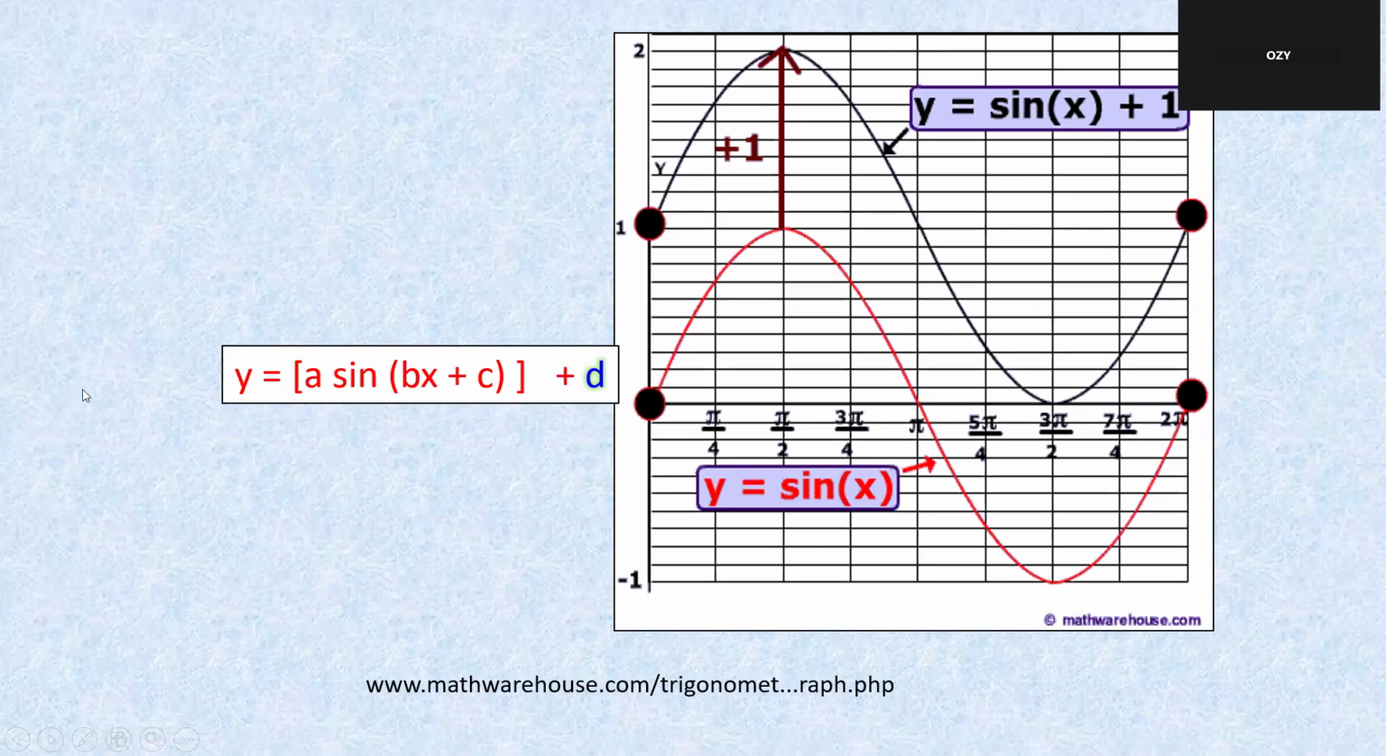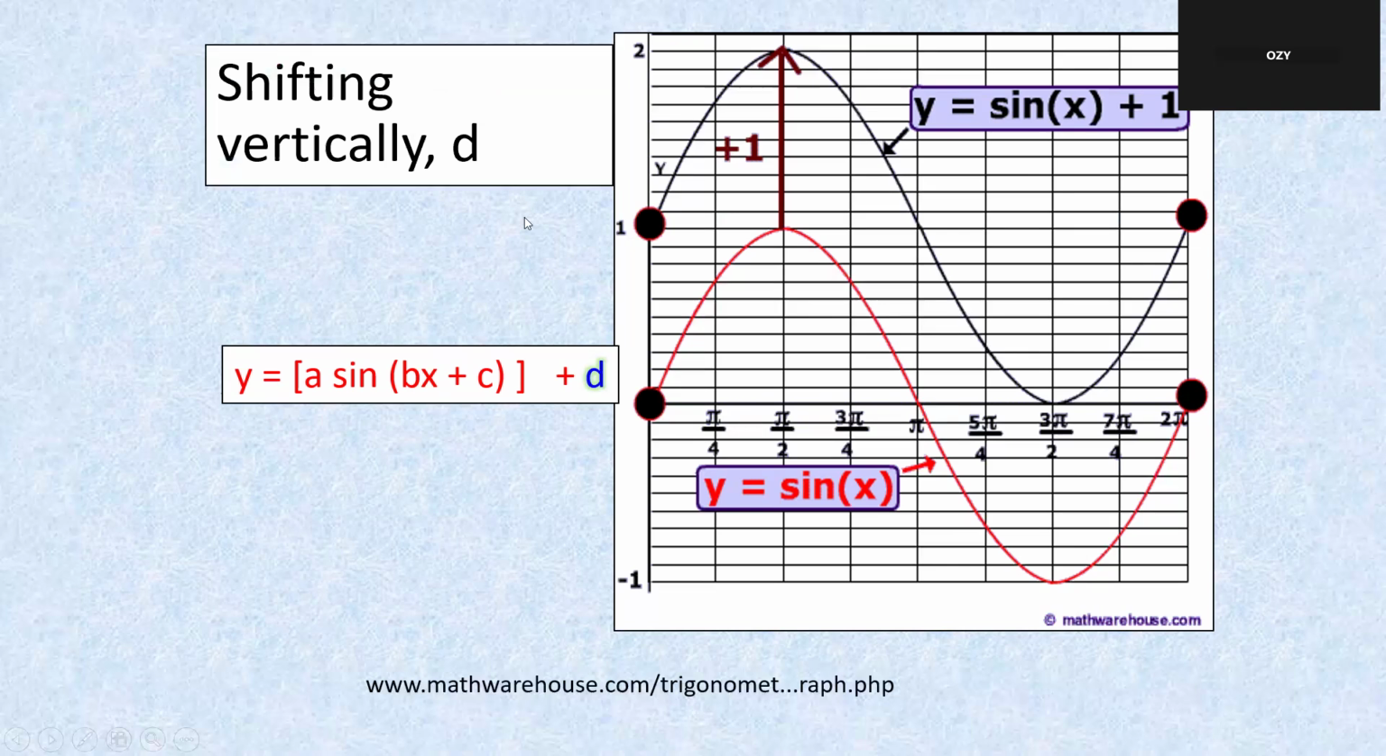If we add 1 to the sine curve, we just shift it upwards by 1. The maximum shifts by 1, the minimum shifts by 1, and the 0 shifts by 1. This is shifting vertically, D. D in this case is 1.